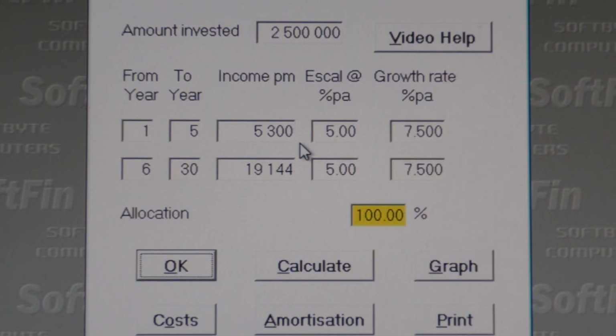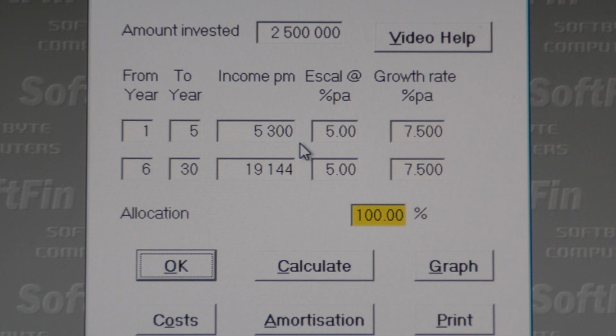Another option for Joe is to take a reduced income from the annuity for the first few years, perhaps supplementing this reduced income with withdrawals from the 500,000 Rand tax-free lump sum amount he invested. Here we see we've elected to take an initial reduced amount of only 5,300 Rand a month, escalating at 5% for the first 5 years, and then draw 19,144 Rand from year 6, escalating at 5%.